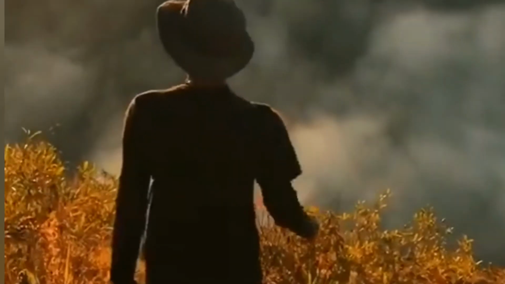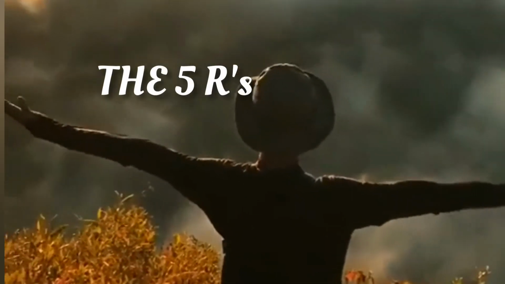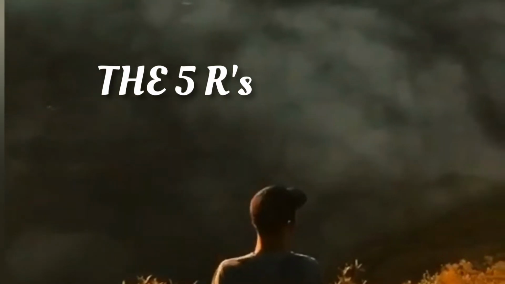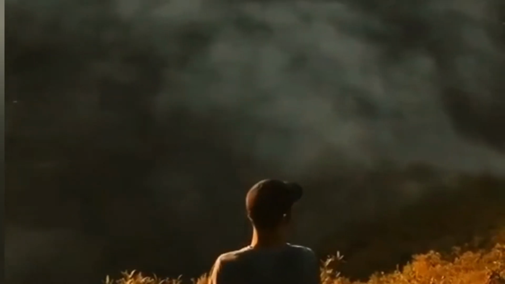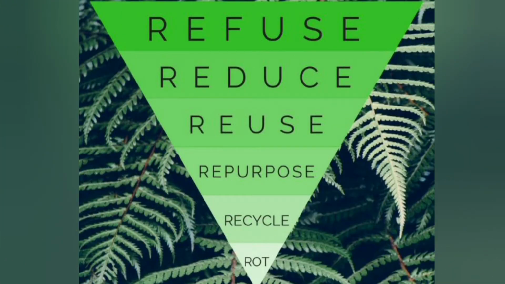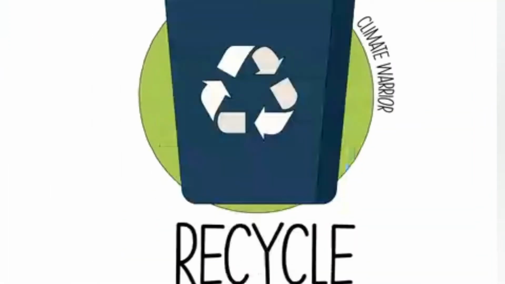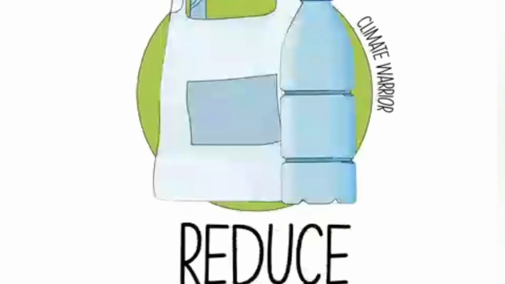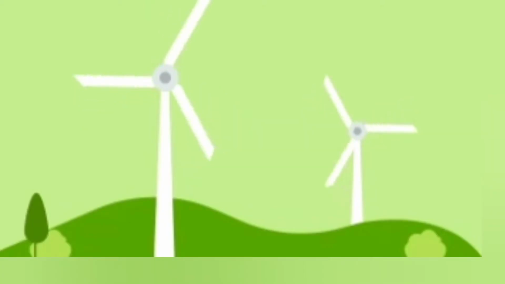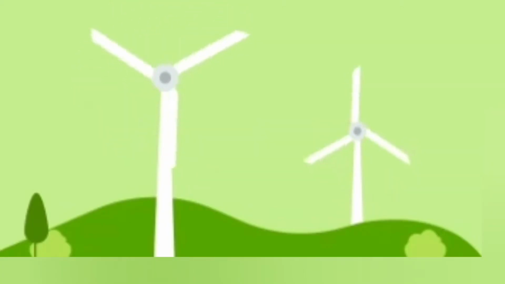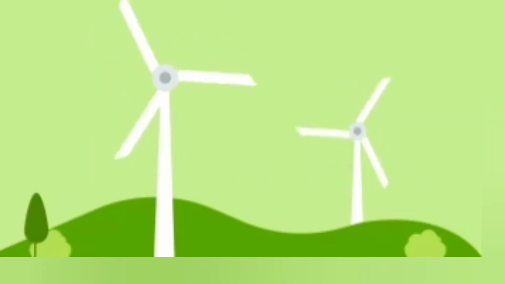Now we will discuss the various types of R's to save the environment. So what are these R's? Let's first look. The 5 R's are reduce, recycle, reuse, repurpose and refuse. So let's start with reduce. So what is reduce? This is the reduction in the use of natural resources for their conservation.